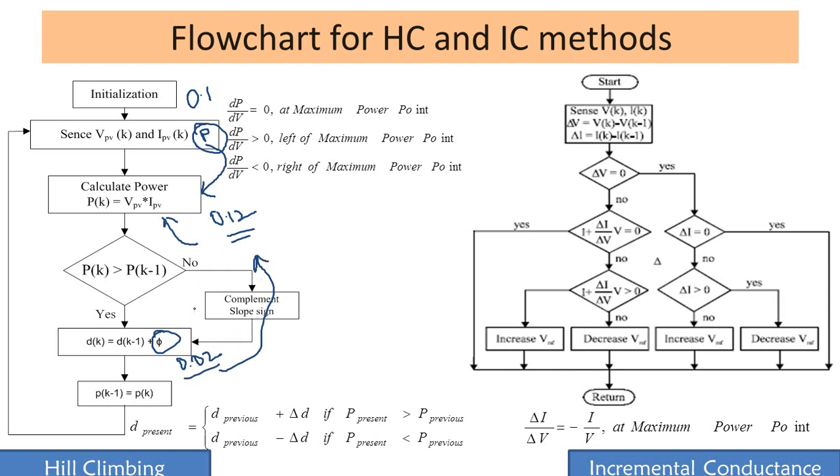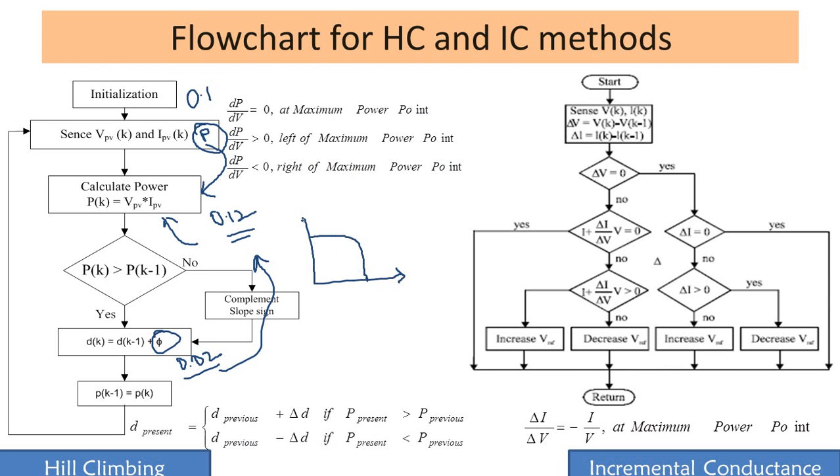So this is the algorithm for your hill climbing or perturb and observe. Perturb and observe is nothing but duty cycle variation. Here, instead of duty cycle, you can also have voltage levels, that is also fine. With voltage levels also you can go ahead with perturb and observe. So these are the different methods for tracking maximum power in a uniform irradiation case. So this is my uniform irradiation case.